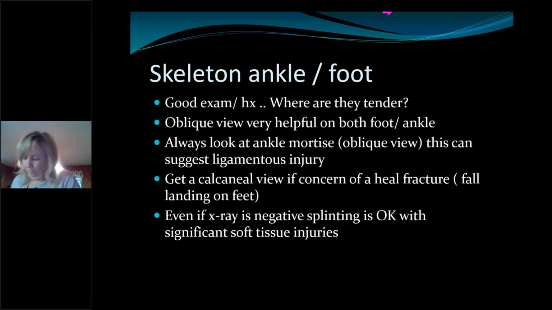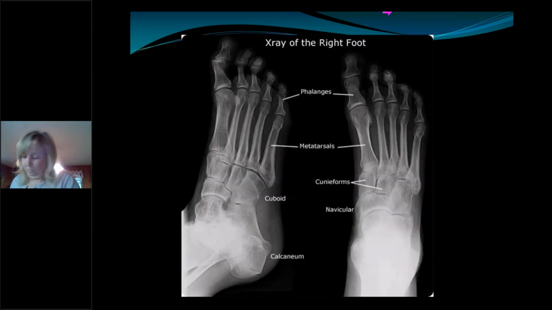Nobody's going to fault you for putting that person into a splint, non-weight bearing, ice, elevate, typical conservative modalities. So it's very reasonable to do, even in the absence of an obvious osseous injury. So when we look at the x-rays, a couple of views here.